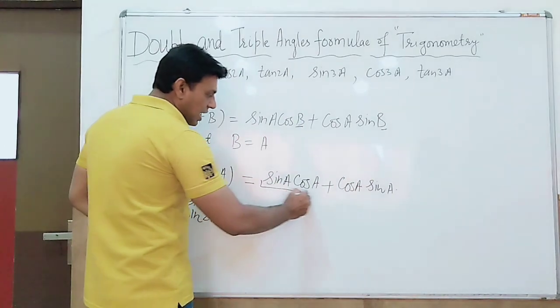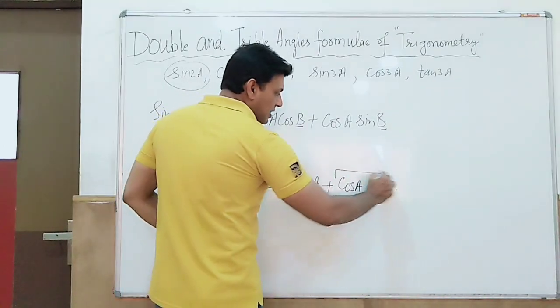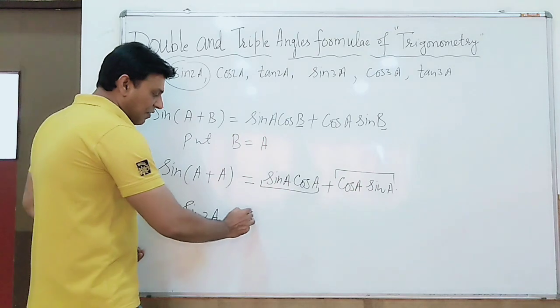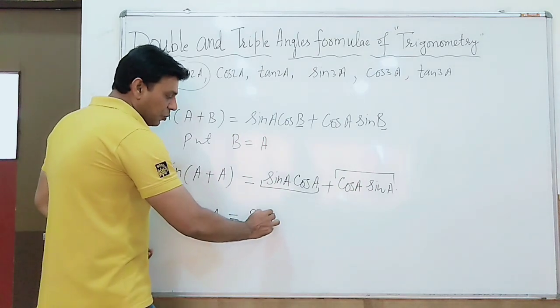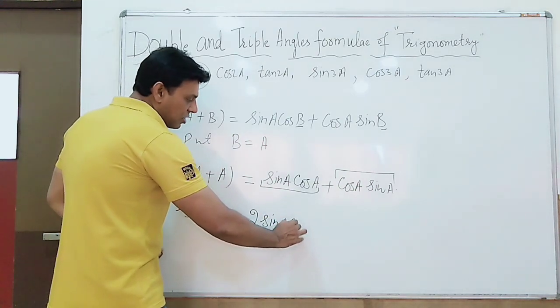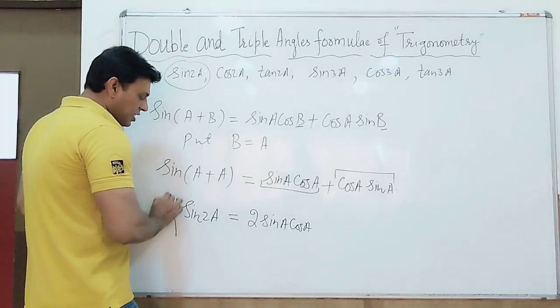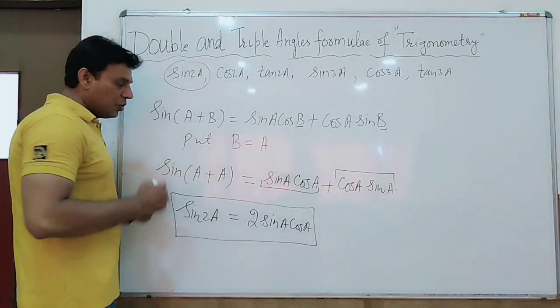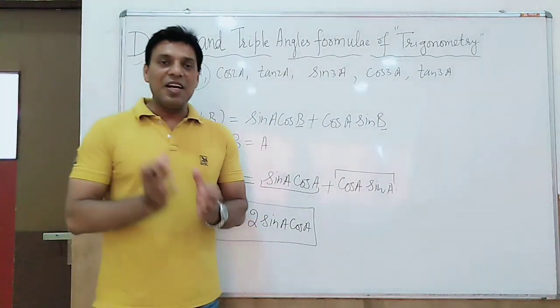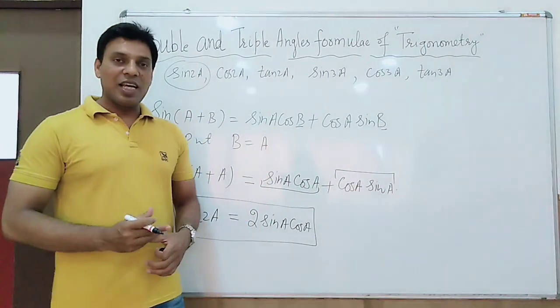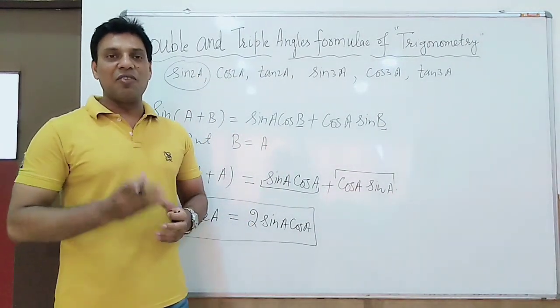Now see, this is sine A cos A and again sine A cos A. So after adding I can write 2 sine A cos A. So it is very simple to produce this formula, sine 2A equals 2 sine A cos A. Now we will learn how to make the formula for cos 2A.